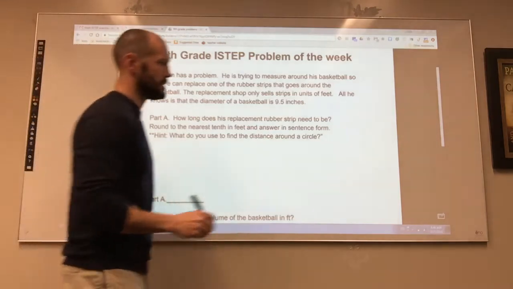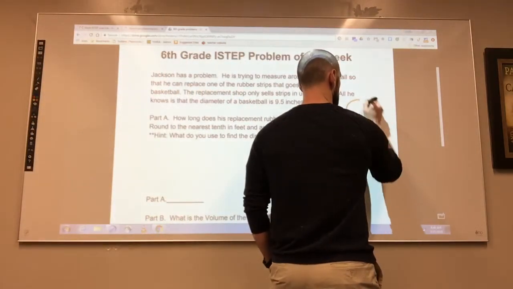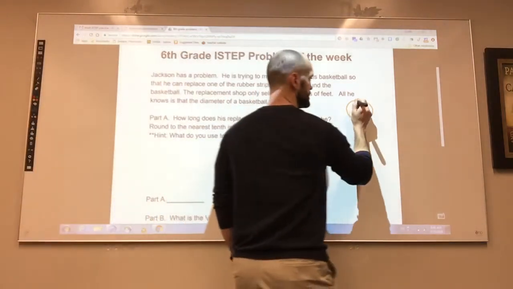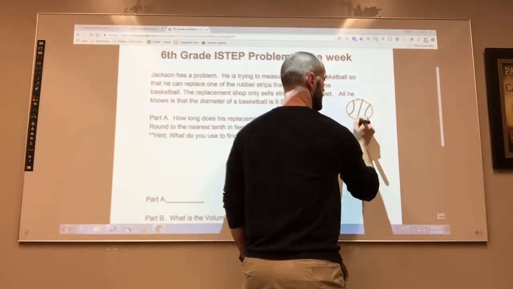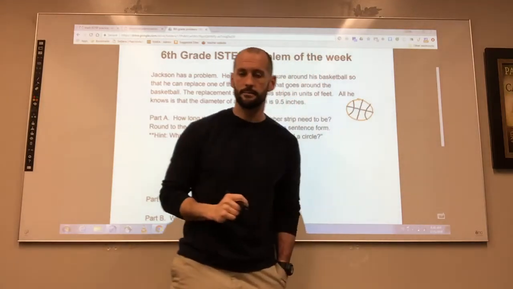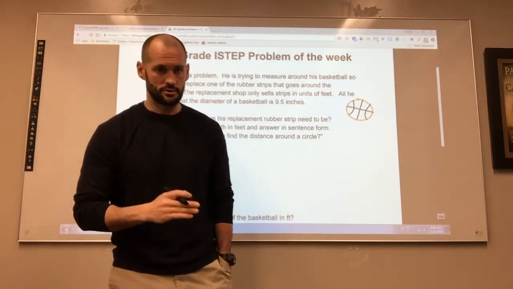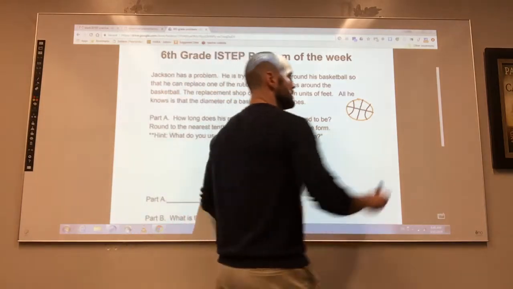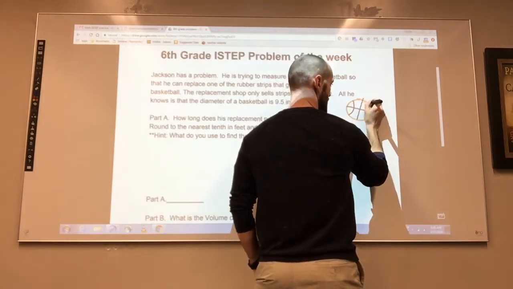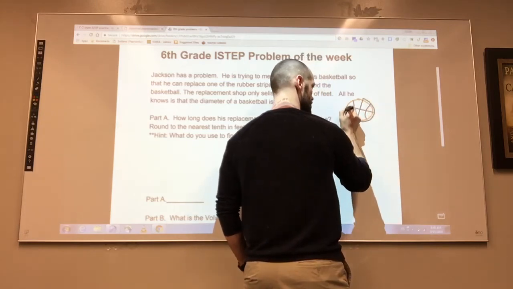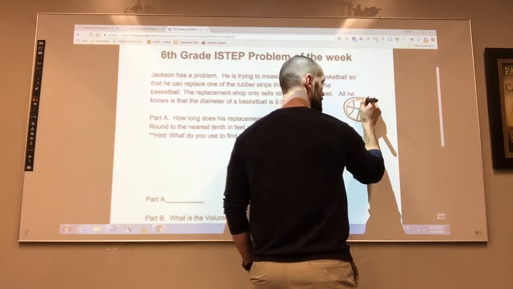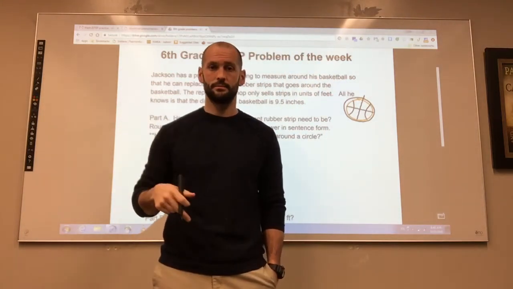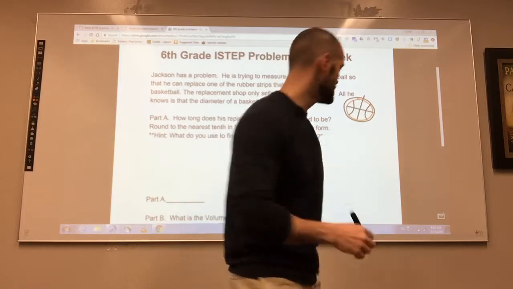So let's talk about this basketball, okay? Beautiful basketball, almost. Let's put our rubber strips on there, and now we're hooping. All right. So we want to replace one of these rubber strips. So we know basketball is a sphere, right? We understand that. But if I take one strip of rubber and I have to replace it and it goes all the way around the basketball, what do we use to measure the distance around a circle? Circumference. Hopefully that's something that jumped out at you.